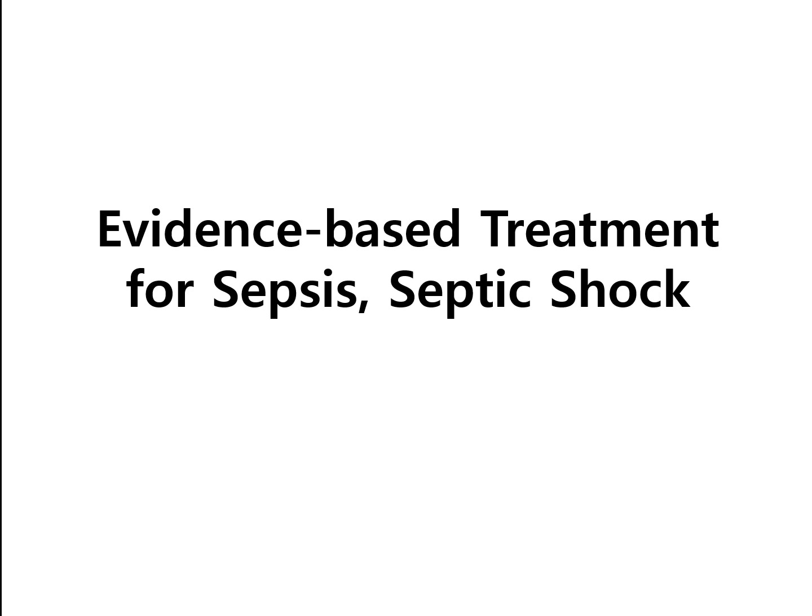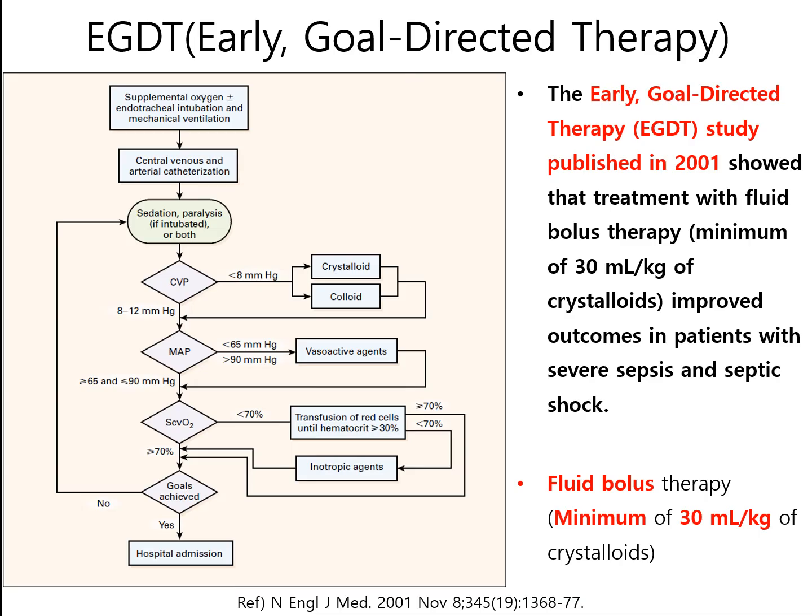Let's take a look at the history and the rationale behind evidence-based treatment for sepsis and septic shock. Historically, early goal-directed therapy was influential. The original 2001 study showed improved outcomes with fluid bolus therapy, minimum 30 ml per kg of crystalloid in severe sepsis and septic shock.